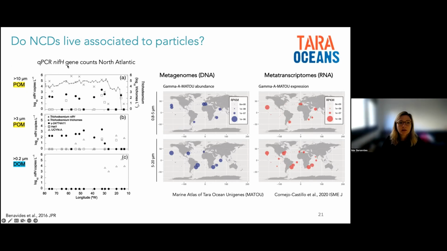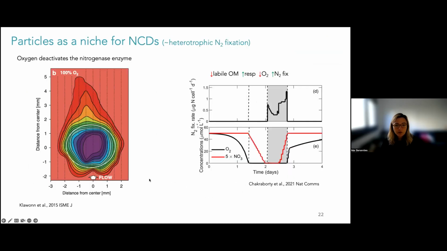For instance, if you look at phage abundance, this is a transect in the North Atlantic. The black dots represent gamma proteobacteria, so this is our NCD, and you can clearly see that if we do a size fractionation of the sample, we find them in the 10 micron filters, in the 3 micron filters as well, but we do not find them in the smaller fraction, suggesting that they prefer to live attached to something else that is larger than them. This has also been seen looking at the metagenomes and the metatranscriptomes of the Tara Oceans data. So this gamma A, for instance, is always found in larger fractions, up to 5 microns or even up to 10 microns in different parts of the ocean. But why would NCDs like to live attached to particles? Well, particles in the ocean can generate low oxygen cores.